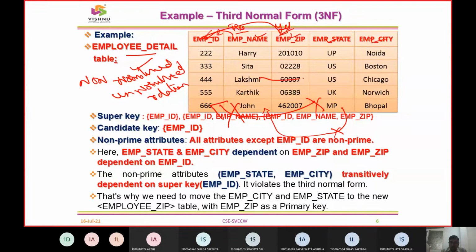Similarly, take Lakshmi and Chicago. Is there any relationship between employee name and employee city? There are a lot of people named Lakshmi, and they may live in Chicago or elsewhere. There are people called John, and a lot of people named John may live in Bhopal city. So what is the inference? There is no logical deduction. Similarly, what if Karthik and UK? Does it mean that in the entire UK only Karthik is there? Again, you can't identify that relation uniquely.